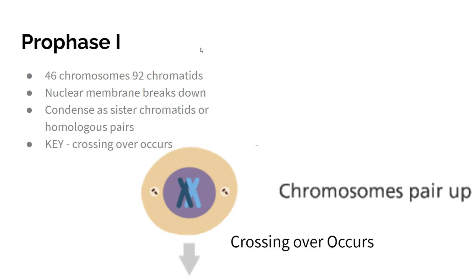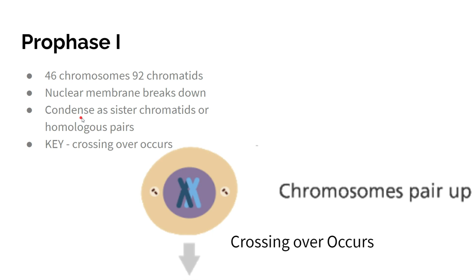In prophase 1, and you'll notice this now, meiosis has prophase, metaphase, anaphase and telophase 1, and prophase, metaphase, anaphase, and telophase 2, otherwise known as meiosis 1 and meiosis 2, and we use Roman numerals for that. So in prophase 1, 46 chromosomes or 92 chromatids, the nuclear membrane will begin to break down. You can see here it hasn't quite in this picture yet, but by the end it will.